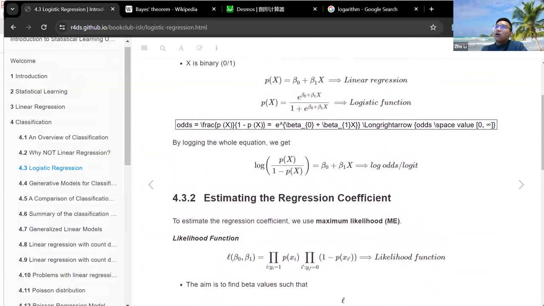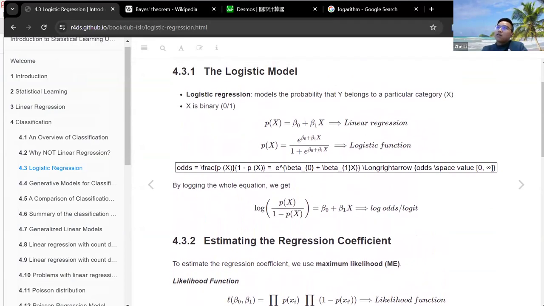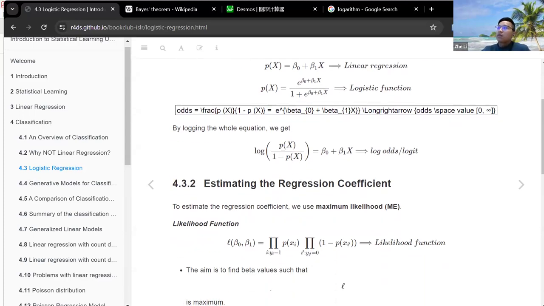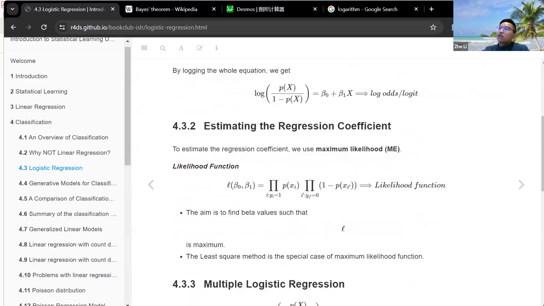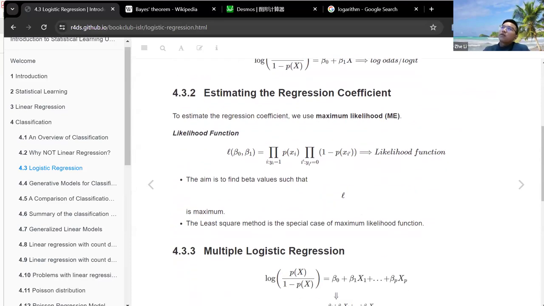And the whole problem can be modeled by taking the log of the odds of Y happening given X into a linear model that we are very familiar with, which has beta and X, where beta is the estimated parameters and X is the predictor. This whole function is called the log odds, or logit as the shorthand. So the next problem we want to solve is how to estimate these coefficients. The technique we use here is maximum likelihood, which is a more generic estimation technique.